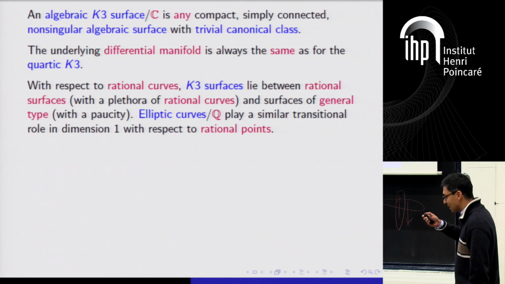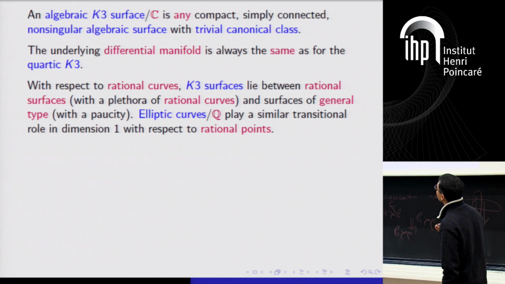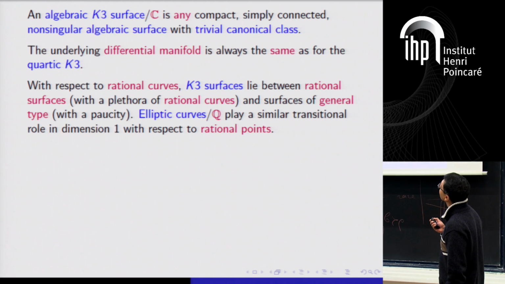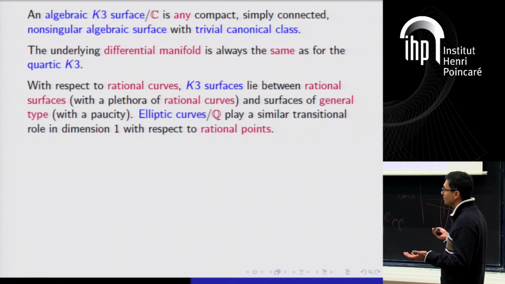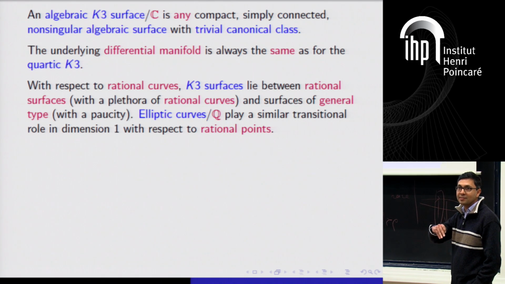So when one studies elliptic curves over Q, I mean, this is a long, rich topic, but the elliptic curves over Q play a similar transitional role. If I take curves of lower genus, genus 0, they have lots of points over Q, and curves of higher genus have few or none. This is a Mordell type theorem. So it's the arithmetic analog of this.